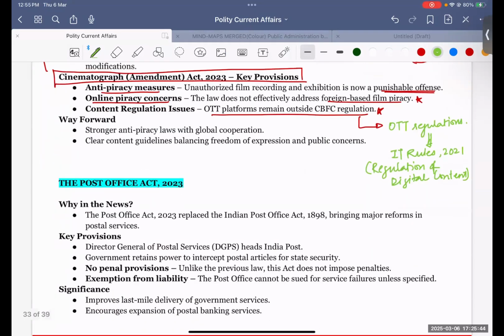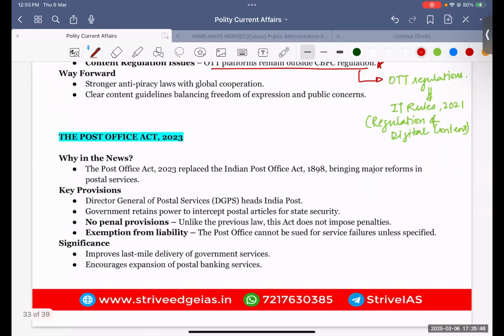Let us move on to the next subtopic. The Post Office Act of 2023. Why was it in news? Because this act replaced the Indian Post Office Act of 1898, bringing major reforms in postal services. Again, this was outdated.